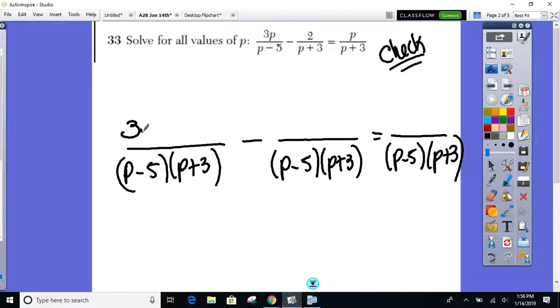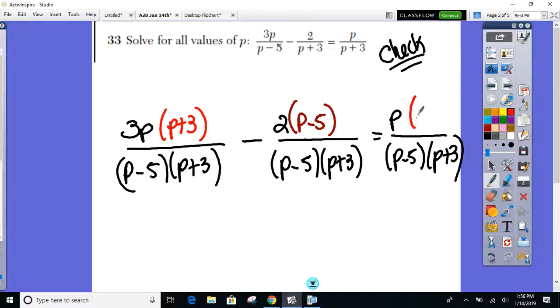What do you have to multiply that 3P by in the numerator? What's it missing? P plus 3. What do you have to multiply the 2 by in the second one? What's that one missing? P minus 5. Stop me here, guys, if something doesn't look right. And finally, what are you multiplying the P by on the other side of the equal sign? P minus 5.